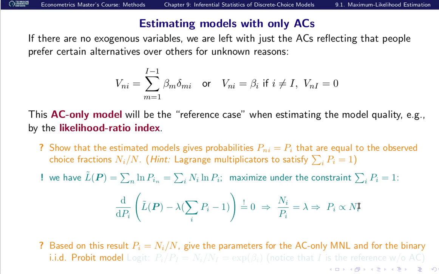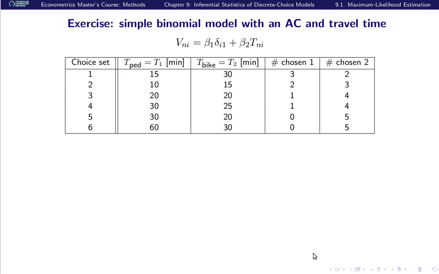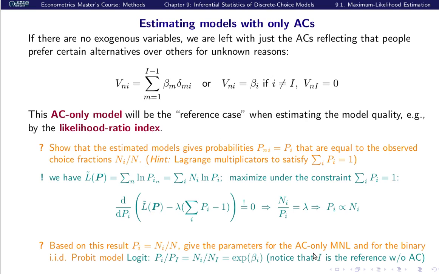Then of course, once we have the probabilities, we can also calculate the parameters itself. For example, for the logit model, we have Ni divided by, I just take the ratio to the reference alternative, because that's just exponential of beta I. And that of course can be resolved with respect to beta I, which is just the logarithm of the ratio. For the probit, it's similar, where we will get some quantiles for the probit one.